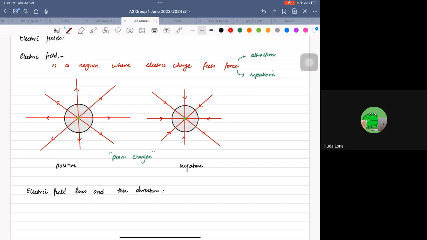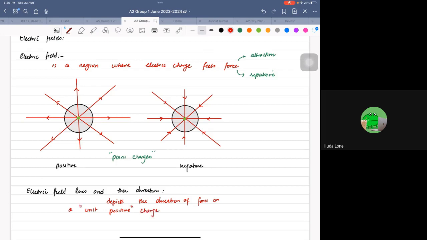depicts the direction of force on a unit positive charge. Now, writing this is very important.